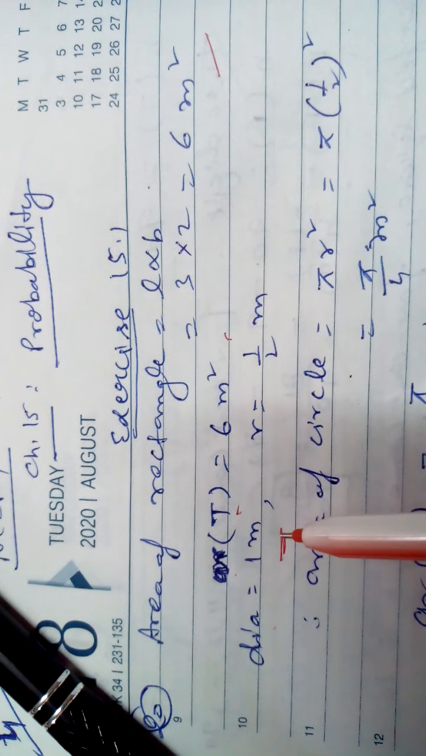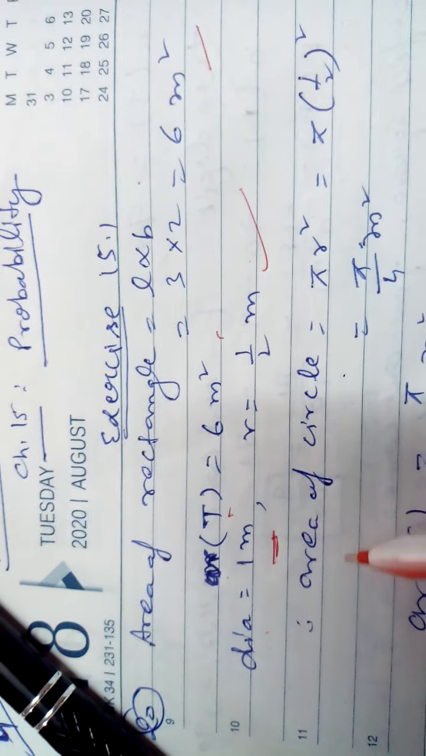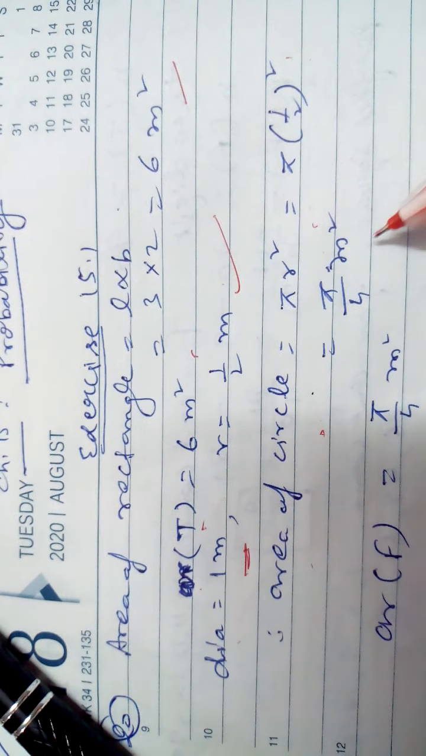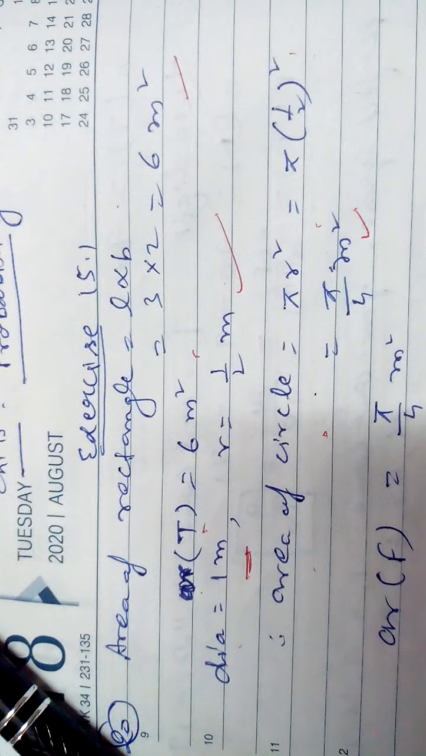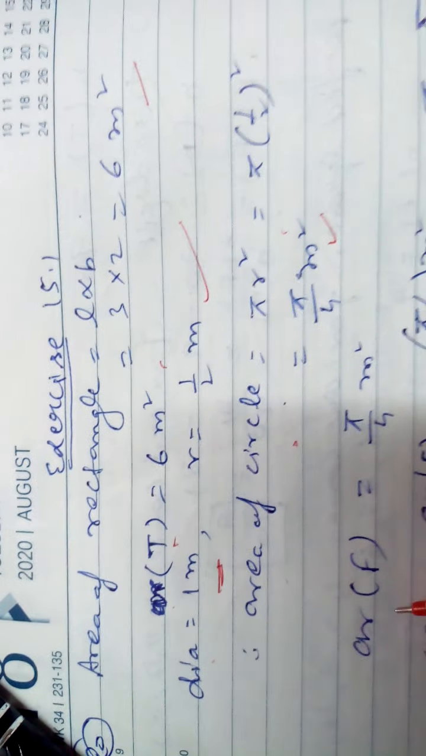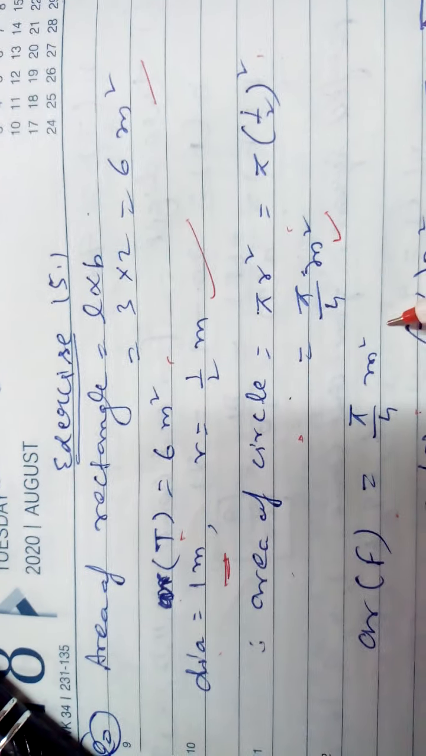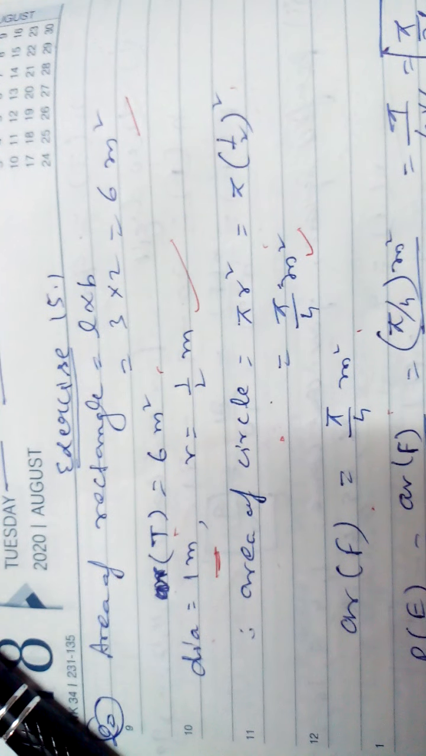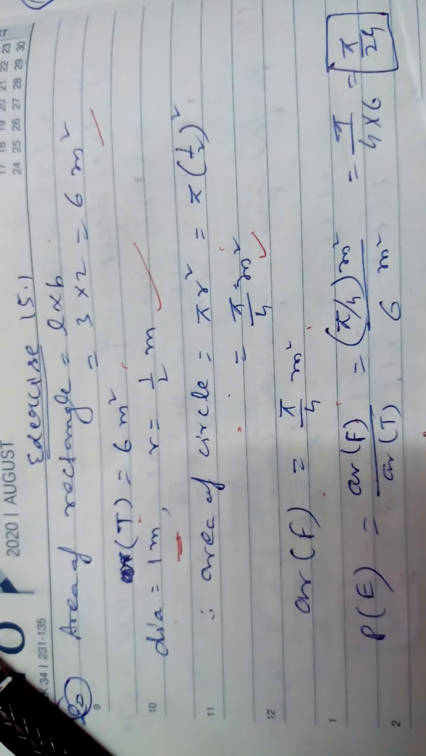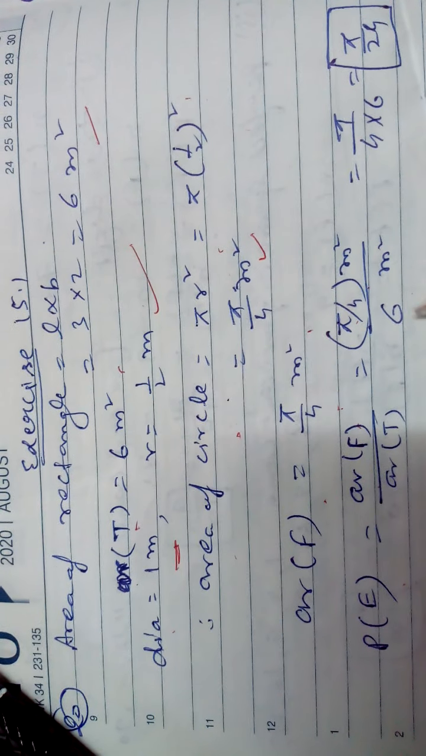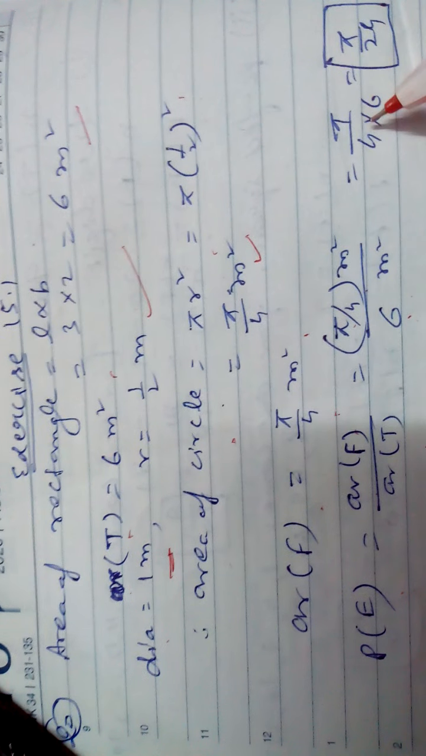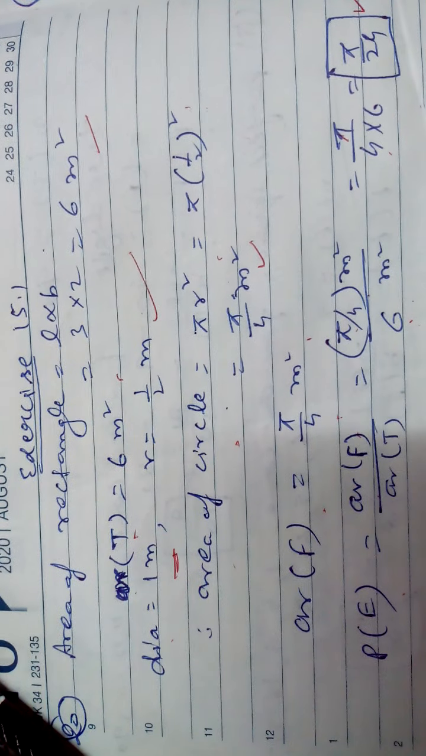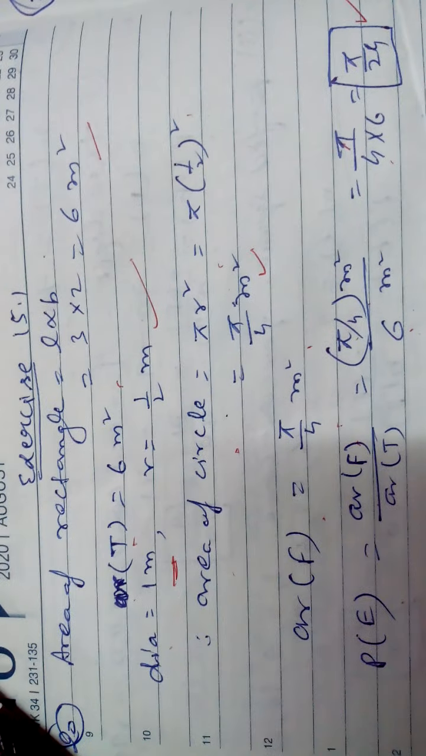Diameter is given as 1 meter, so the radius will be half a meter. So the area of the circle is pi r square, pi into (1 by 2) square, pi by 4 meter square, which is the favorable area. So probability of drop is equal to area favorable upon area total. Put the values: pi by 4 upon 6. 4 will come down and then you will get pi by 24 as your probability.